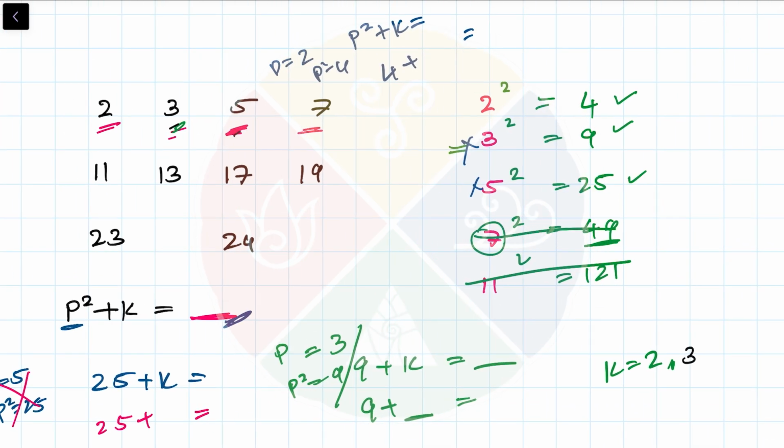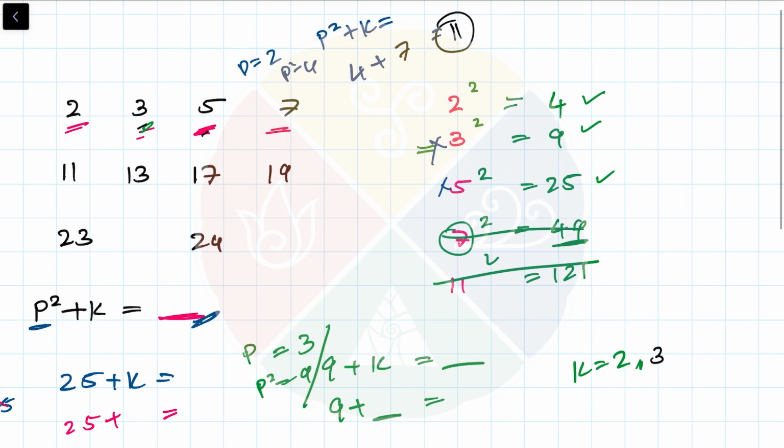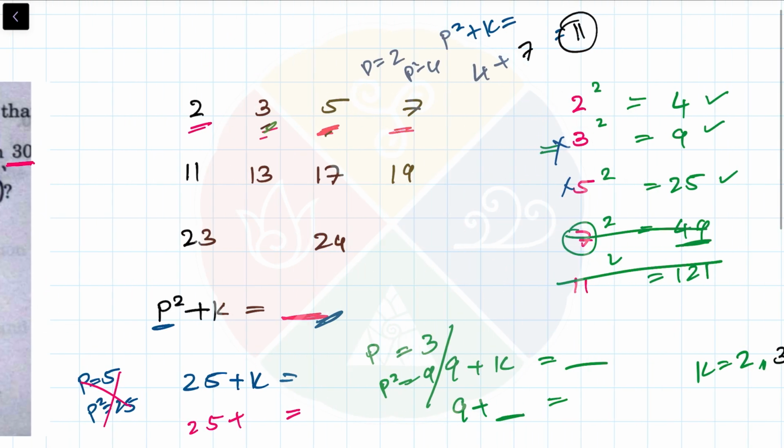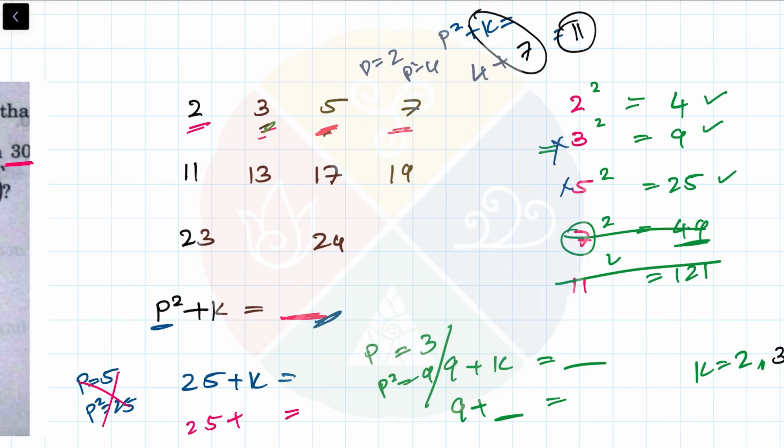Now another possibility, if it is 5, 4 plus 5 is 9, not a prime number. 4 plus 7, it's 11. Yeah, so you're getting a prime number. So k can also be 7. You're looking for the values of k.